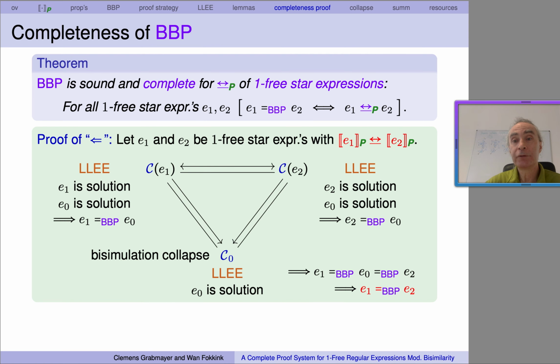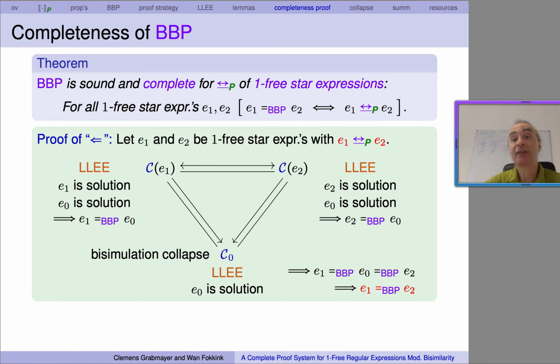This is the proof of the completeness direction, because we started from the assumption that E1 and E2 had bisimilar process interpretation, and we showed that E1 and E2 are provably equal in BBP.